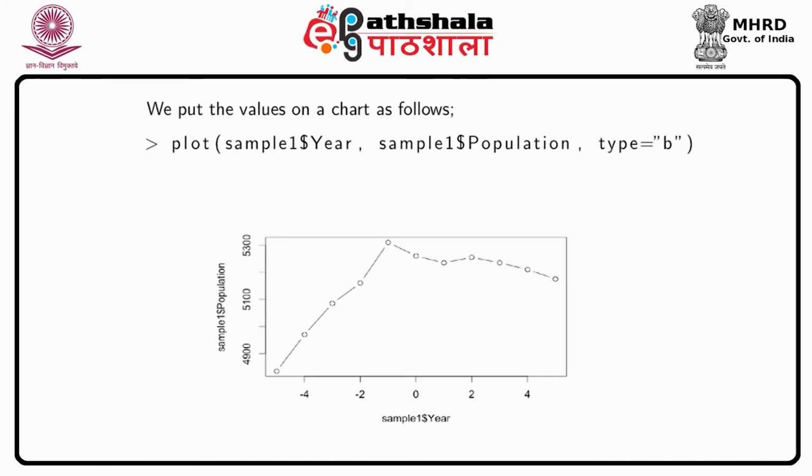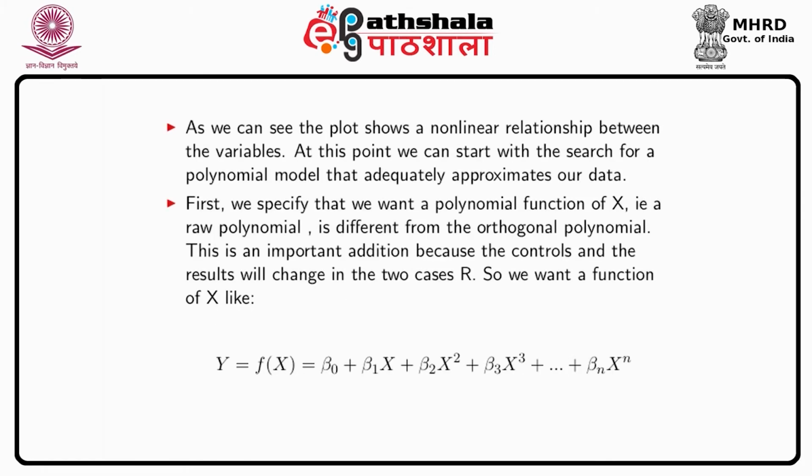Now the condition that type equals B would give me a plot where I have line as well as dot plots. So after fitting, we clearly see a nonlinear relationship between the two variables. Now if we choose to fit a statistical model for prediction purpose to this data set, we would want to use something which is fitted to this particular data set and not forcibly try to fit a linear model. So as we can see, the plot shows a nonlinear relationship, and at this point we can start with the search for a polynomial model that adequately approximates our data.